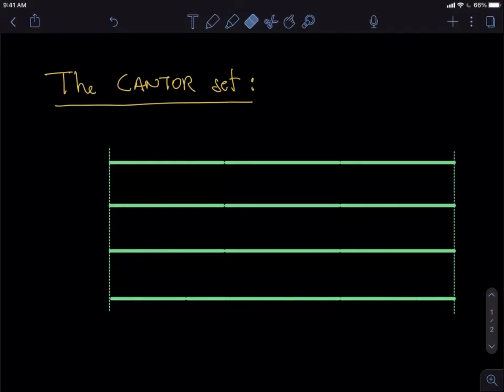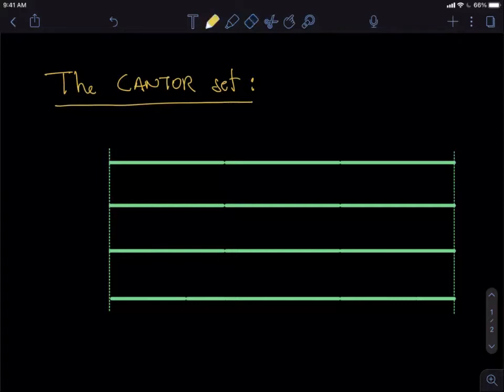Let me introduce here the Cantor set. This is a very important set that is used in analysis when you want to provide examples and counterexamples. And it has many counterintuitive properties. We will see some of them. But how is the Cantor set constructed?